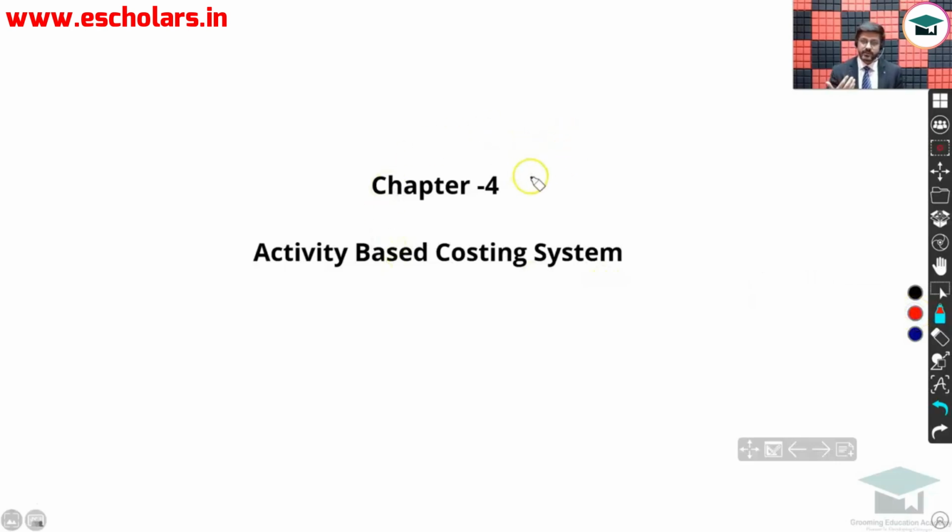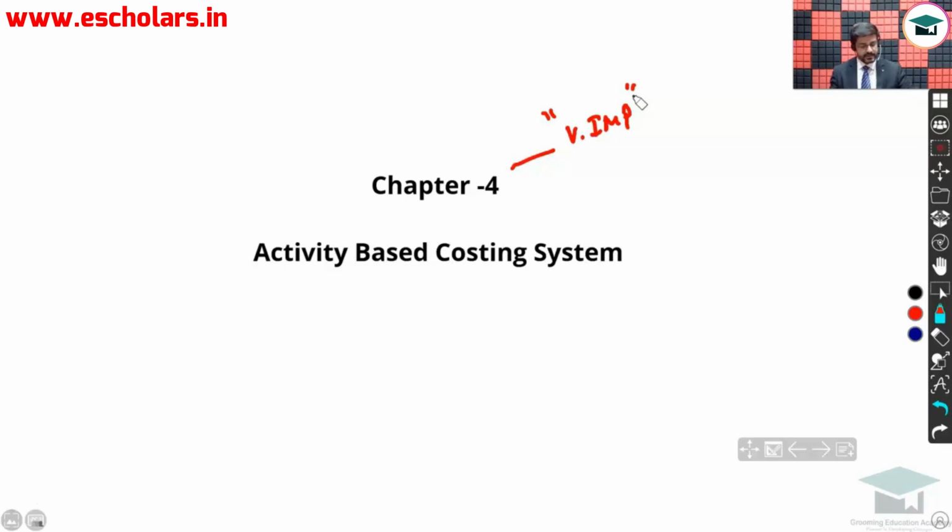First of all, this chapter number 4 is a very important chapter from your examination point of view. When I'm saying examination point of view, that means from your CA Inter examination, it's an important chapter. So you cannot skip this chapter.